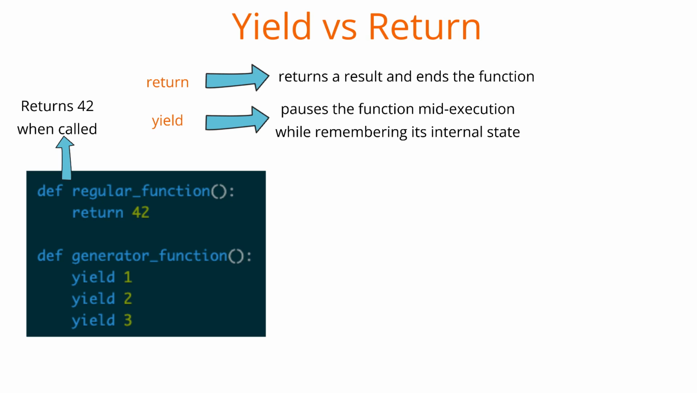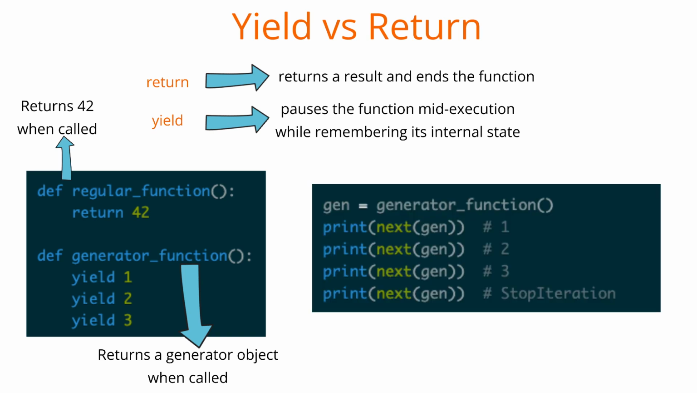But when we call the generator function, we don't get 1, 2, and 3 immediately. Instead, we get a generator object. Then each time we call next on that object, the function runs up to the next yield, spits out a value, and pauses itself, waiting for the next time we want it to continue.